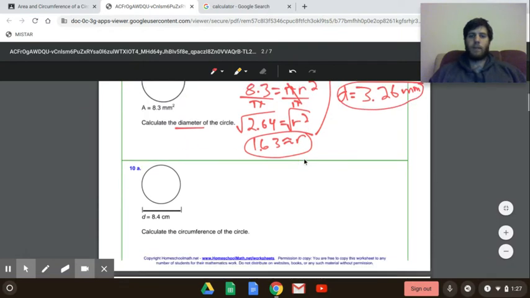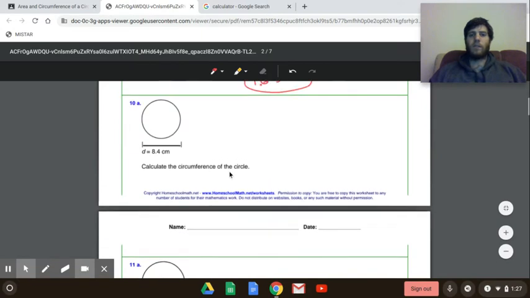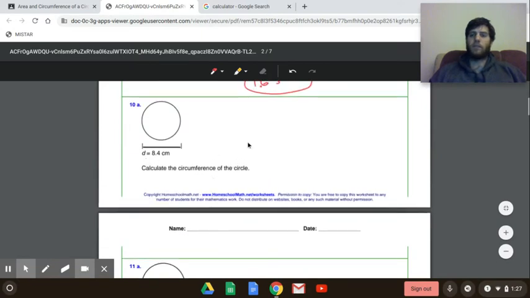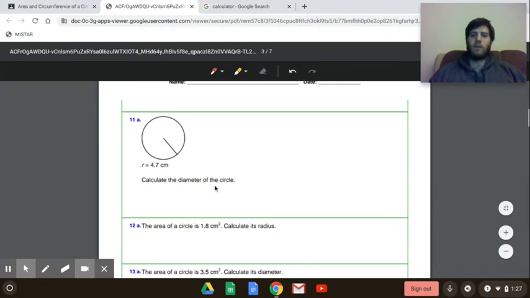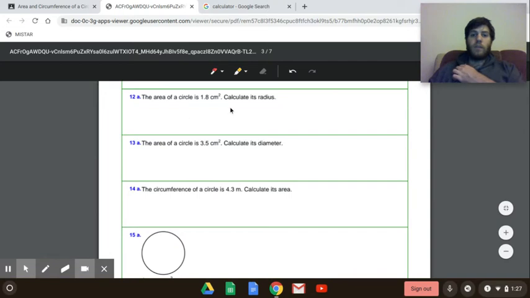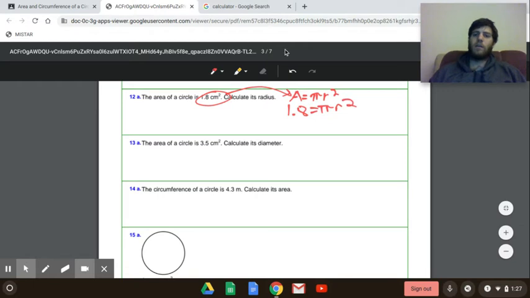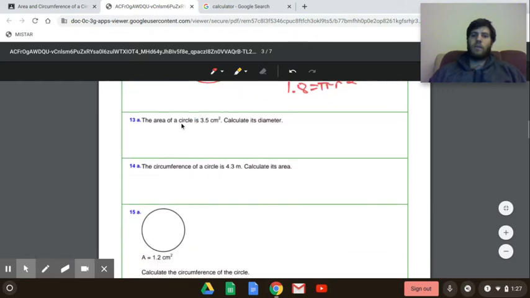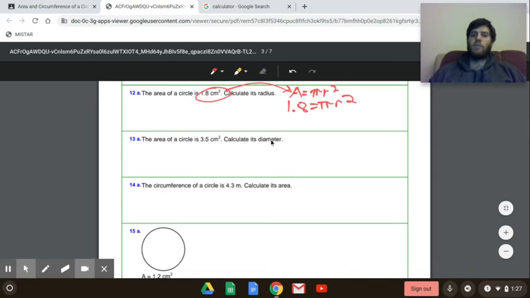Okay. 10, calculate the circumference. So again, you need radius, so you got to find the radius first by dividing that in 2. Diameter is another easy one. Area of the circle, we want to find its radius. So again, you have area equals pi r squared. You can substitute in your area. So it's 1.8 equals pi r squared. And you're solving for r like we just did. Okay, same thing for 13, except once you find the radius, you need to multiply by 2 to get the diameter.